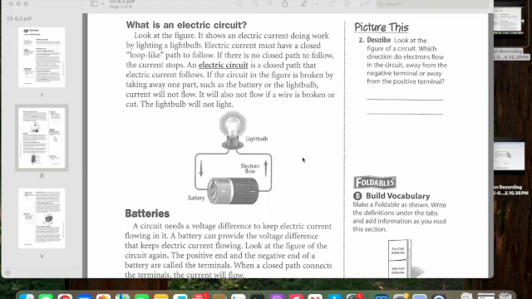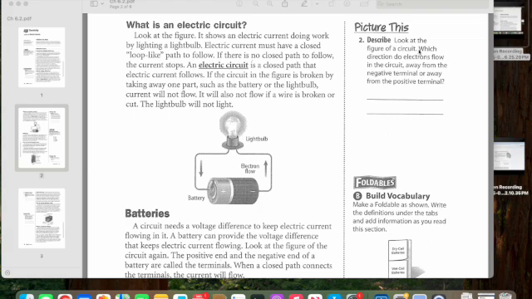If the circuit in the figure is broken by taking away one part, such as the battery or light bulb, current will not flow. It will also not flow if a wire is broken or cut, and the light bulb will not light. Now we'll answer question 2.